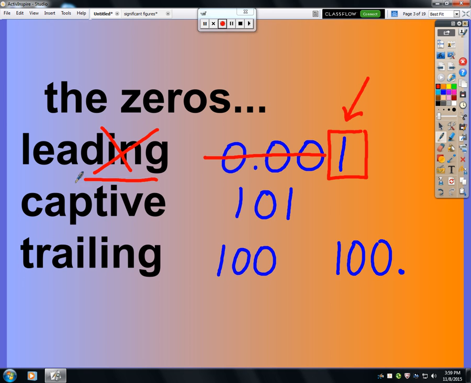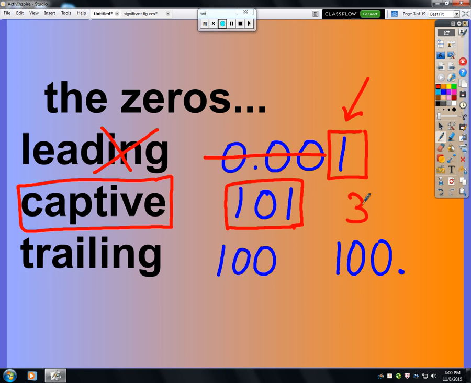Captive zeros always count. And so you pick up your pencil and you put underneath the first number that you find. You continue drawing past that zero until the last number that means something. And in this case, there are three numbers that mean something. So there are a total of three significant figures.